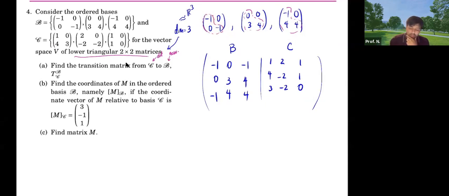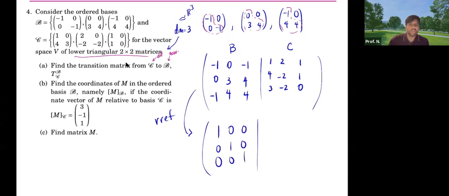So then once we have this, put this in your calculator, find the reduced echelon form of this. You're going to get 1, 0, 0. You're going to get 0, 1, 0. You're going to get 0, 0, 1. Now the question is, what's on the right?